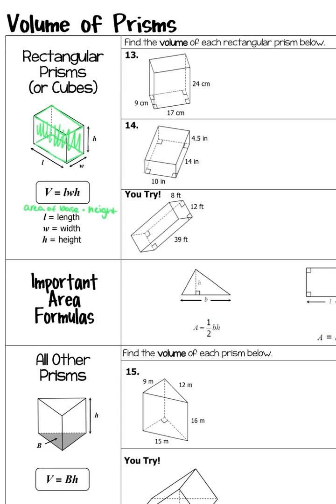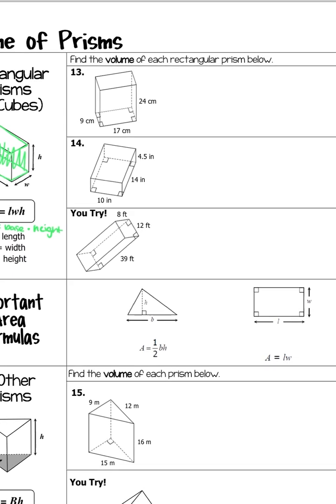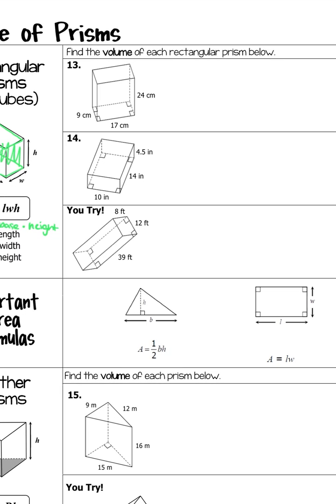Because as our bases change shapes, it's just easier to think about it that way, and it's the same no matter what the shape is. So here, if I find the area of the base, so if I call this my base, I'm going to do 9 times 17 to find the area of my base, which is going to be 153. And then I'm going to multiply that by my height. So I'm going to do 24 times 153. And that is going to give me 3,672.